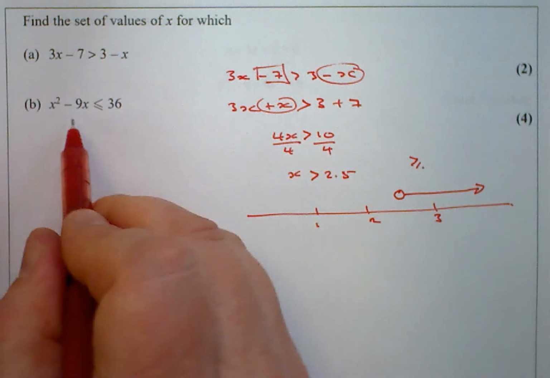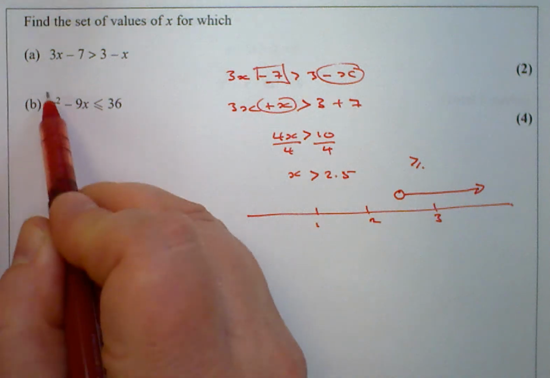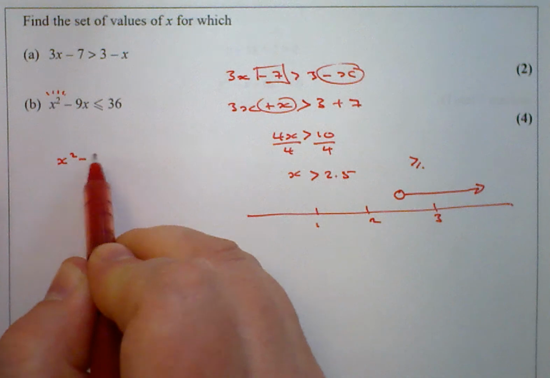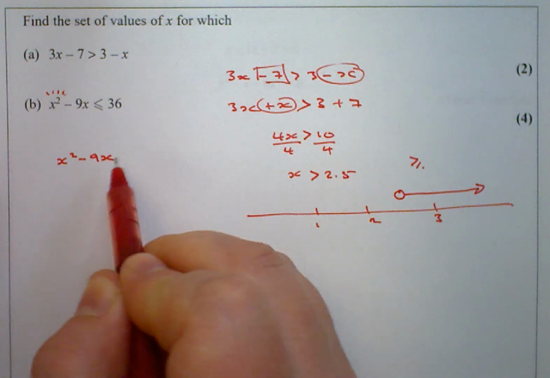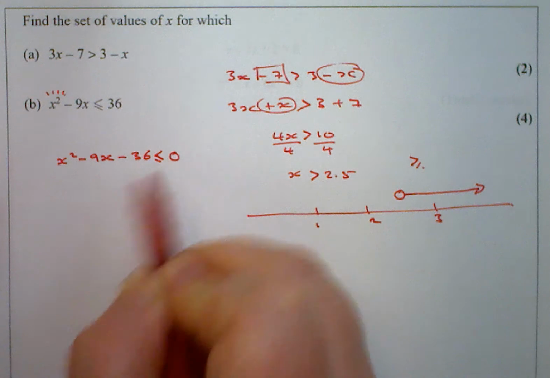Okay, for this one, as soon as you see the inequality symbol and the fact that it's quadratic, you're going to need to get it so it looks like a quadratic. That means everything over to the left and 0 onto the right.